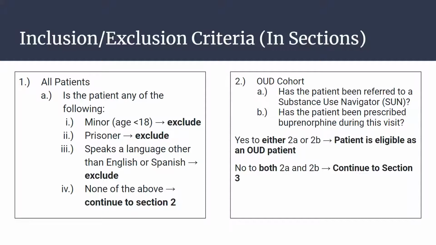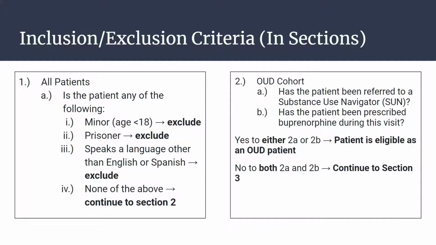So the first section that we're going to look at is essentially just the general exclusion criteria. So we cannot enroll minors, prisoners, or anyone who speaks a language other than English or Spanish. So if you see any of those categories in your patients, then you're immediately going to exclude them. But if none of that applies to the patient that you might be looking at, you're going to continue on to section 2. And this is where we actually start sorting patients into 2 cohorts.